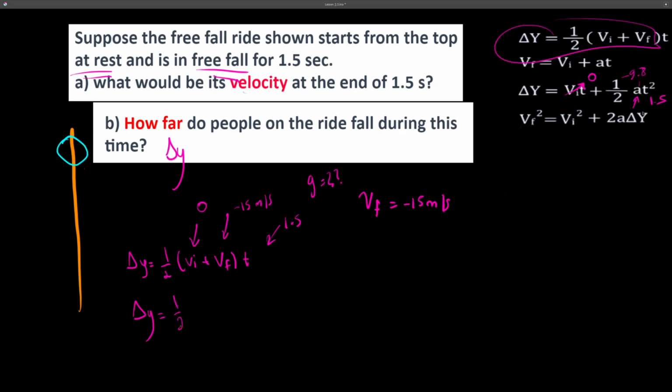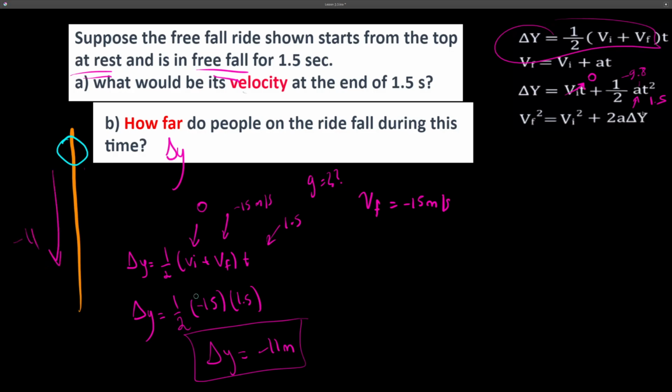So when we use this one, we get minus 15 times 1.5, and then we get delta y is equal to negative 11 meters. This is how far the object traveled. It traveled 11 meters downwards.